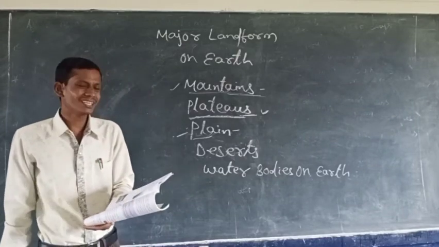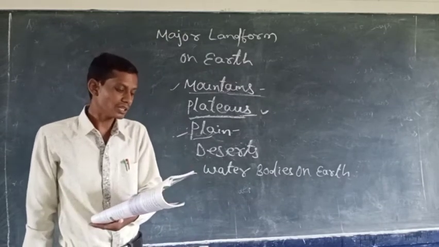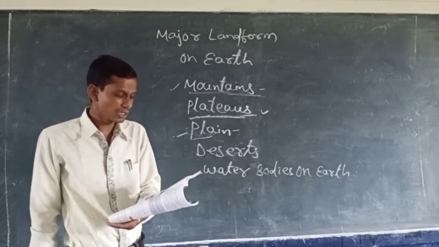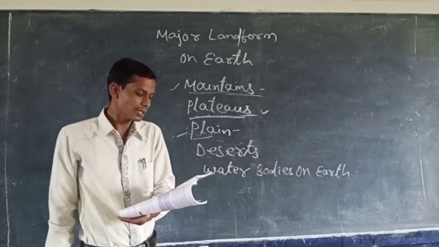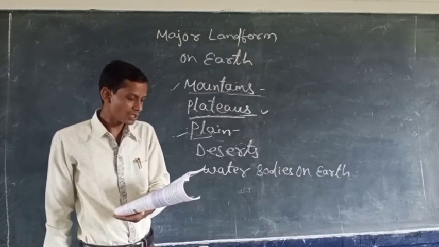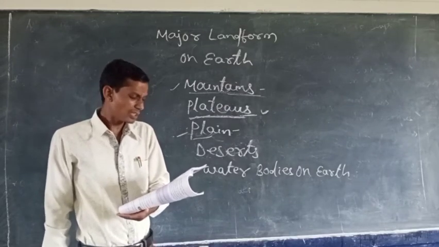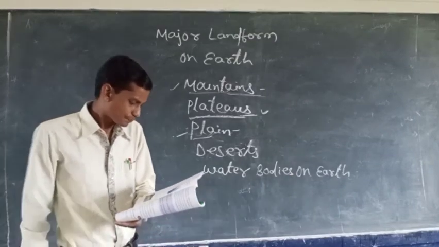The Pacific Ocean is the largest and also the deepest ocean in the world, covering 30% of the Earth's surface. It is followed by the Atlantic Ocean and the Indian Ocean in size. The Southern Ocean is the fourth largest, and the Arctic Ocean is the smallest ocean in the world.